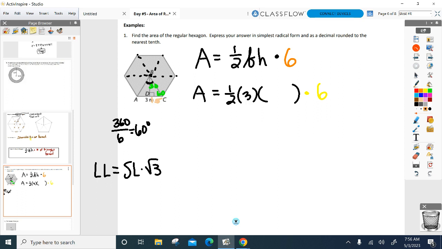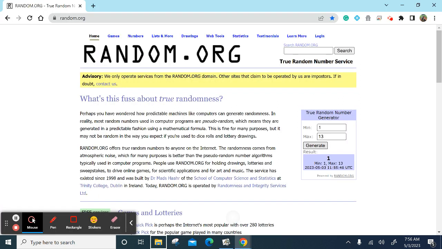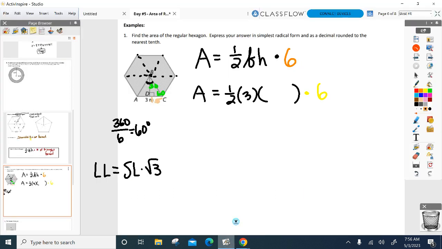So what is my height now? Shorter leg, which we know already, times radical 3. What's my height going to be? Just put them together. What's my height? 1.5 radical 3. There you go. All right, so get ready to be dealing with 30, 60, 90. Ooh, maybe a 45, 45, 90 coming up.